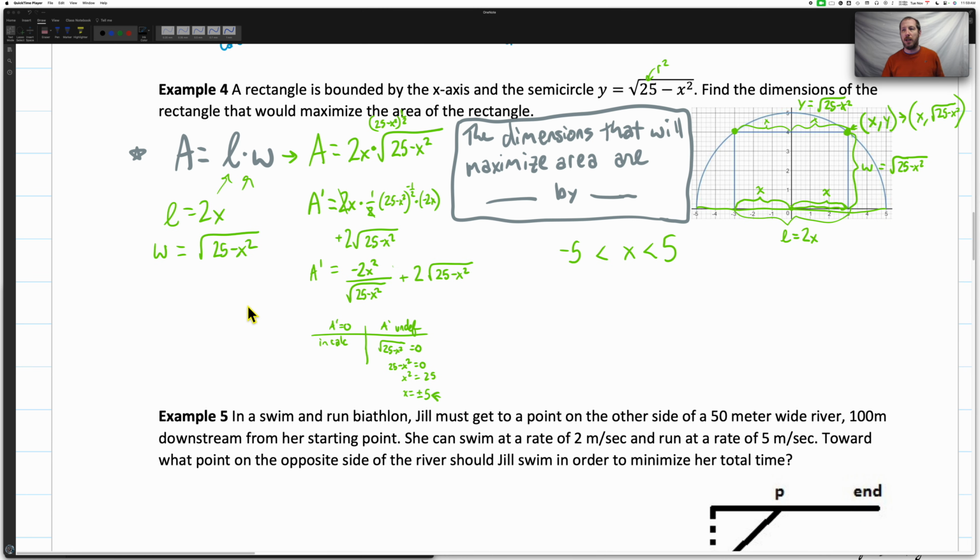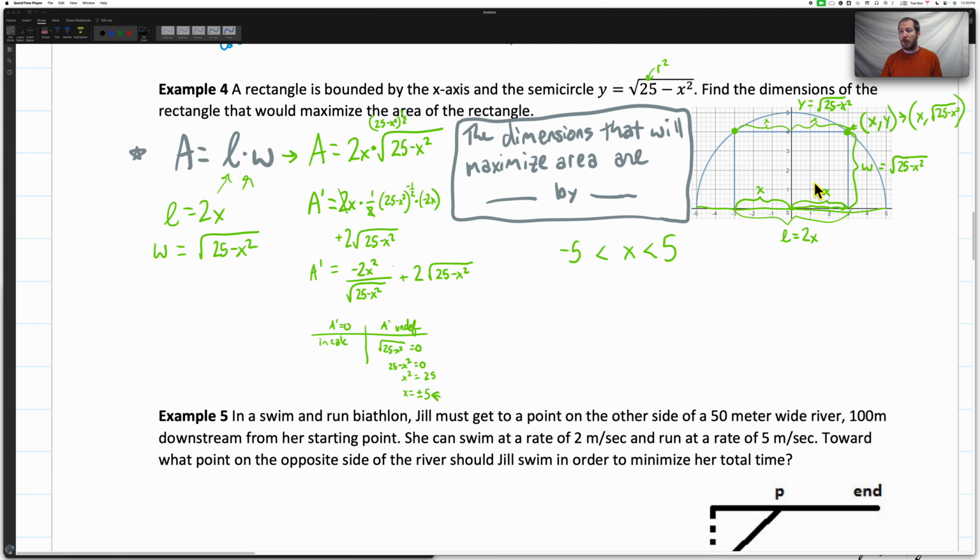Where we've got a rectangle inscribed inside of a semicircle bordered by the x-axis. A semicircle equation is given to us. We're asked to find the dimensions of the rectangle that would maximize the area of the rectangle. So far, we've read our problem and understood it. We've stated what we're asked to find and given ourselves a space to write our final answer.